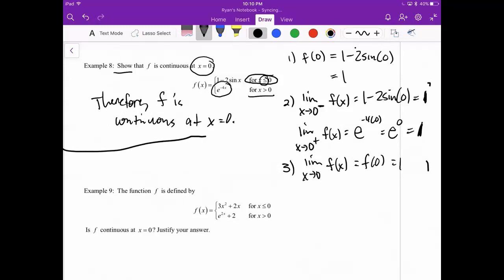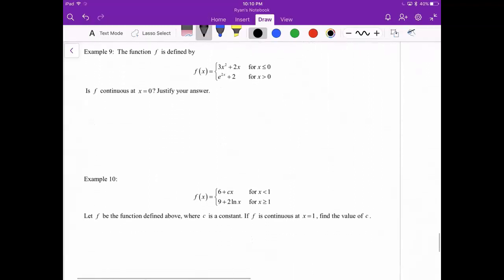So you can't, oops, sorry about that, I was trying to get something off of my screen. You have to show all of these things. This is a complete answer. Anything less than this is incomplete. So if you have a question about that, then please let me know.